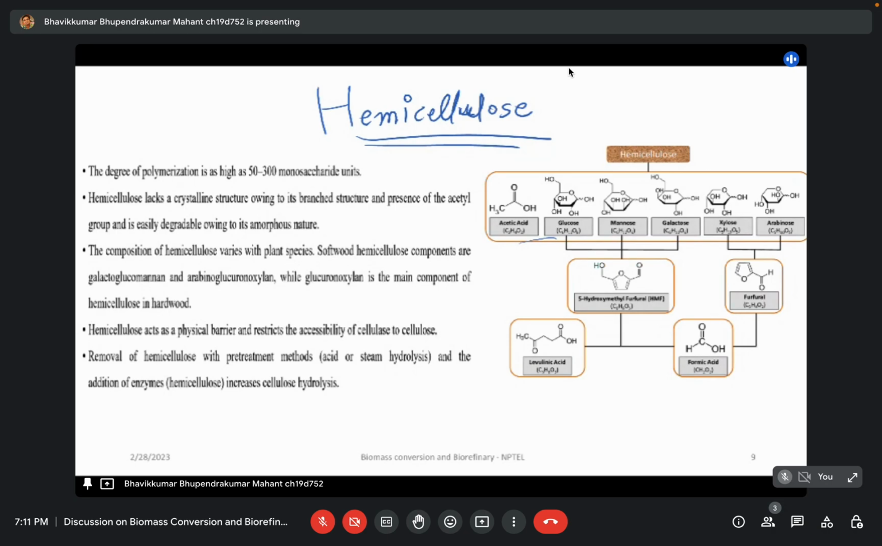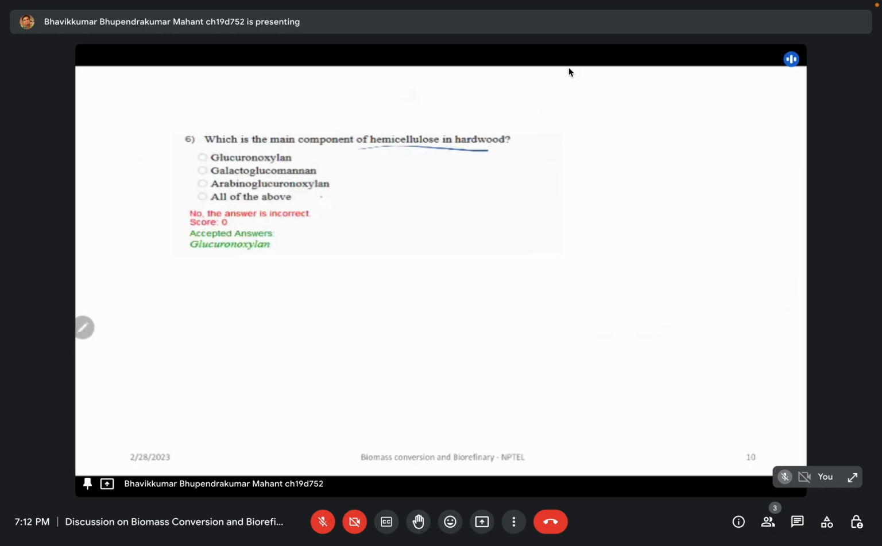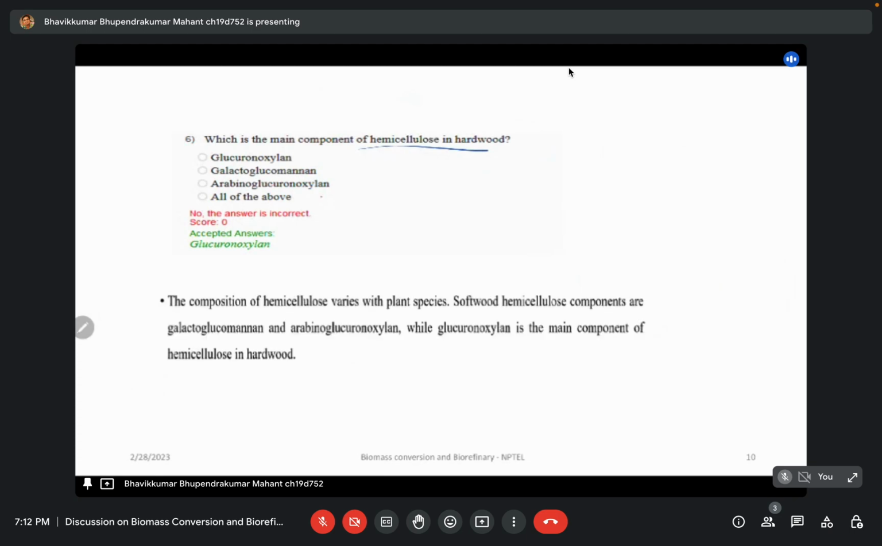The question is asked from this sentence: the composition of hemicellulose varies with the plant species. There are different kinds of hemicellulose in softwood as well as in hardwood. If we talk about softwood, the hemicellulose components are galactoglucomannan, arabinoglucuronoxylan, and glucuronoxylan. These are combinations of arabinoglucuronide and xylan. If we talk about hardwood, then it is glucuronoxylan, the main component, and all other things we already discussed in the last class. So which is the main component of hemicellulose in hardwood? The answer is glucuronoxylan, and it comes from the same sentence we just visited.